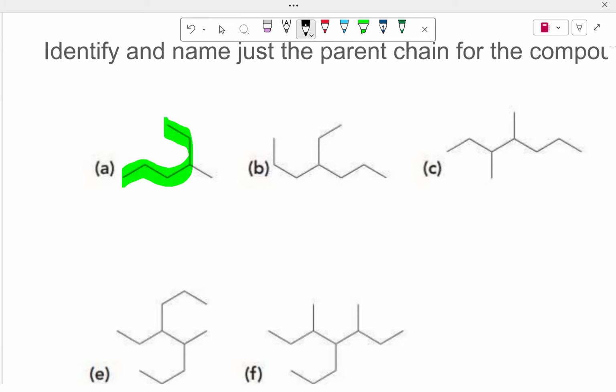Now I'm going to number this so that this carbon here, that substituent, gets the lowest value. 1, 2, 3, 4, 5, 6. And now I name that substituent. It's one carbon, so it's called a methyl group. I don't have any other substituents, so I'm just going to start forming my name. 3-methyl. Again, put a dash between the number and letter. And then 6 carbons is hexane.